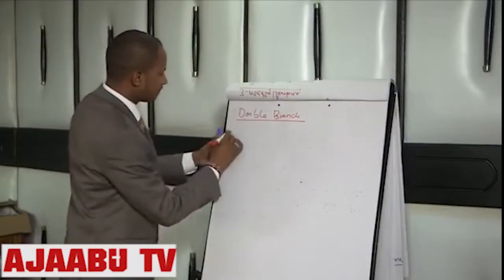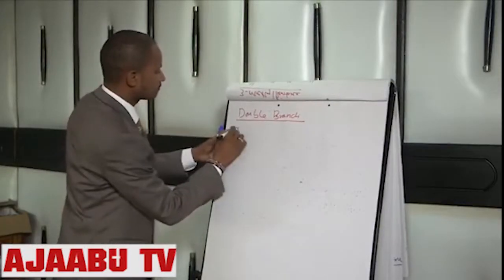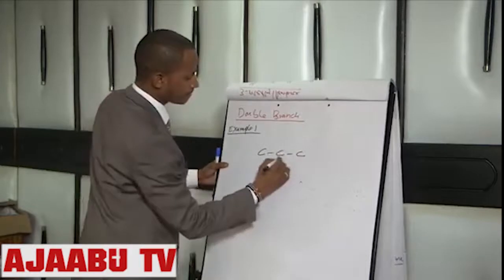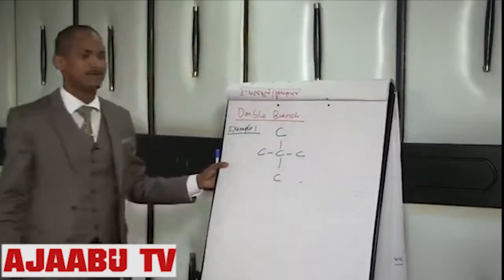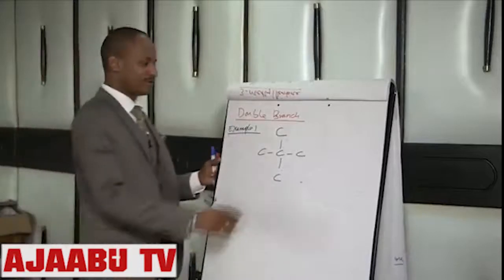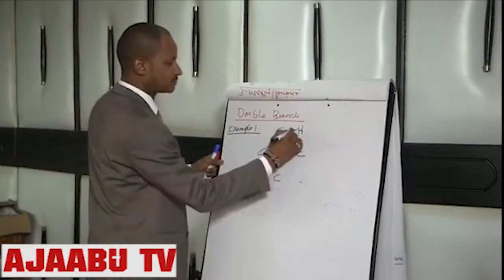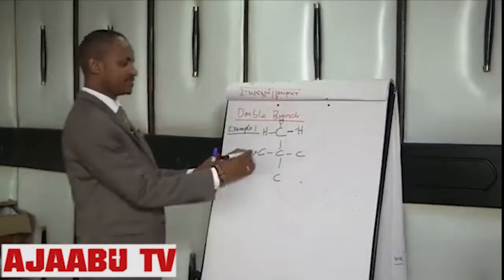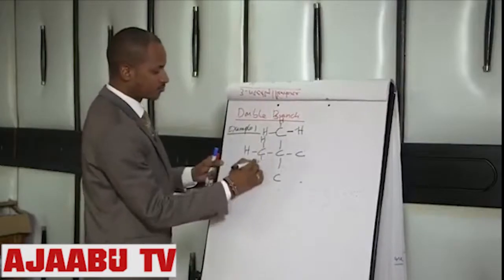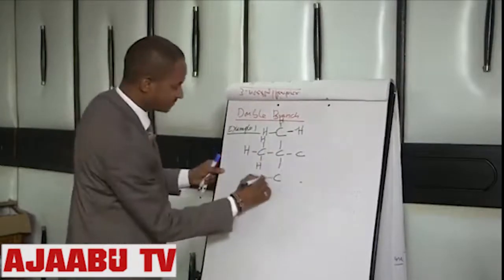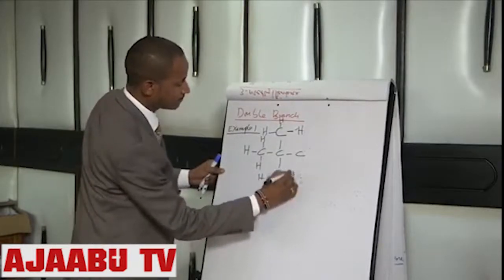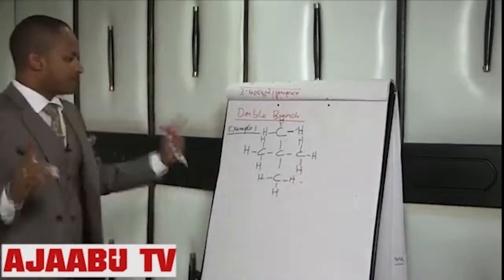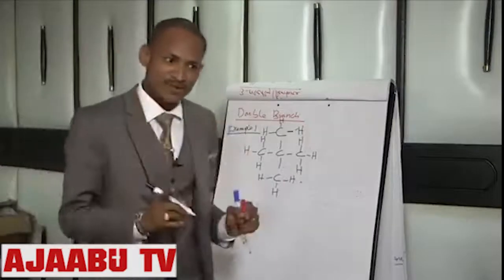So from here, we want to take an example. Example 1. Very easy. First of all, clothe it, because if you leave it naked, you know the disadvantages and advantages of being naked. So you clothe it with hydrogen. Step number 1, class, identify the longest continuous carbon chain.